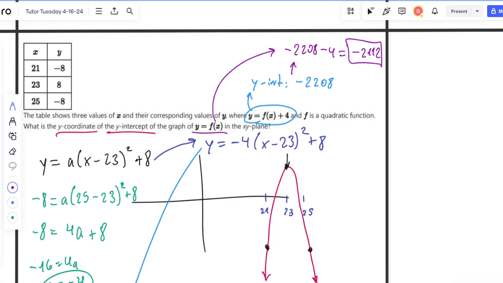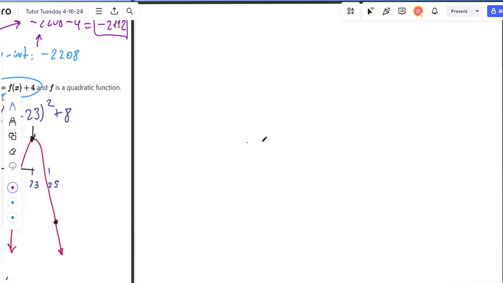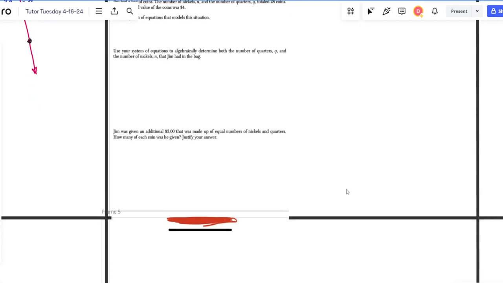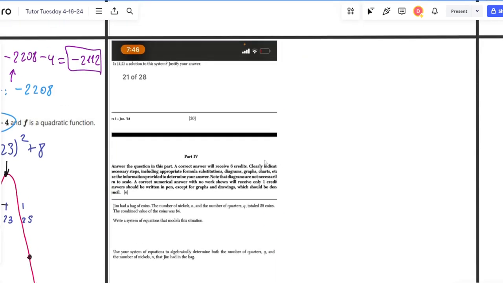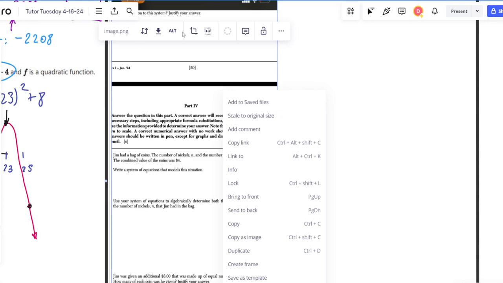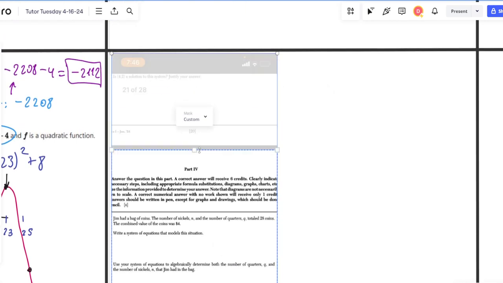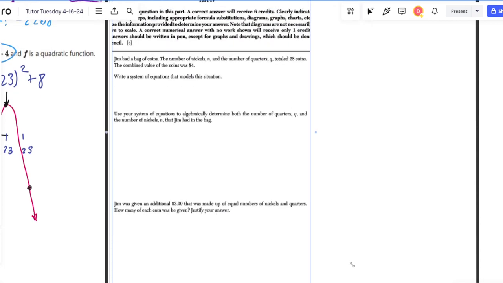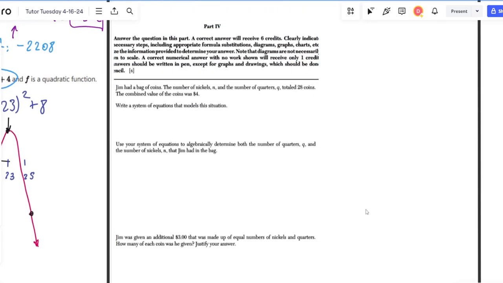Okay, see some question submissions here. I'm going to start with the first one, the bag of coins one. It says Jim has a bag of coins. The number of nickels n and the number of quarters q totaled 28 coins. The combined value of the coins was $4. Write a system of equations that models this situation.